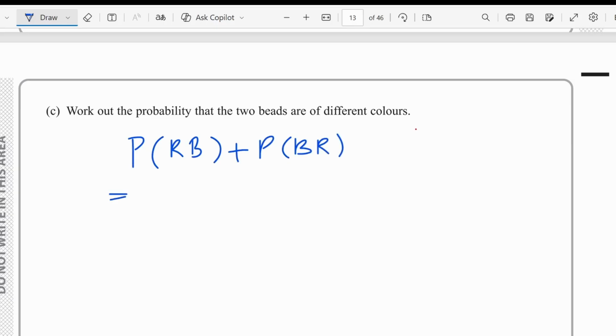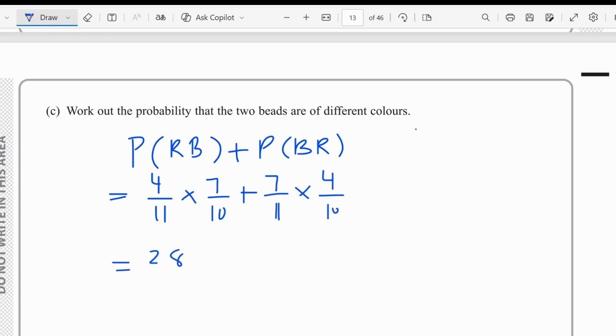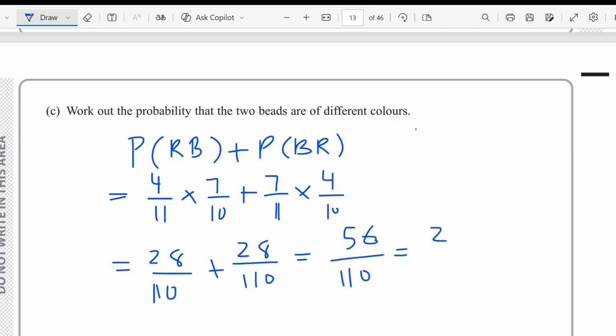So if we put in the values, we'll have 4 over 11 times 7 over 10 plus 7 over 11 times 4 over 10. So that would be 28 over 110 plus 28 over 110. If we simplify this, 56 over 110, divided by 2, it would be 28 over 55. This is the answer for this part.